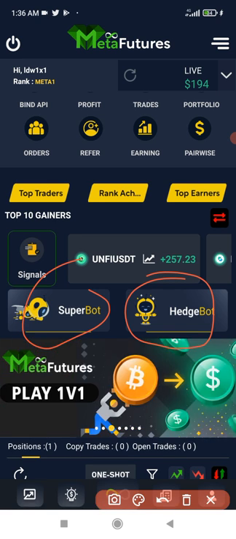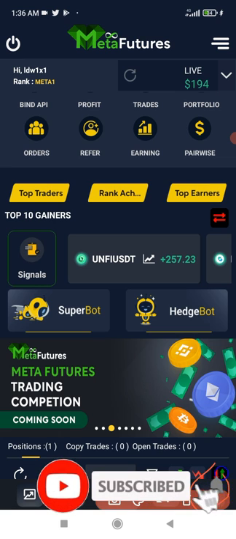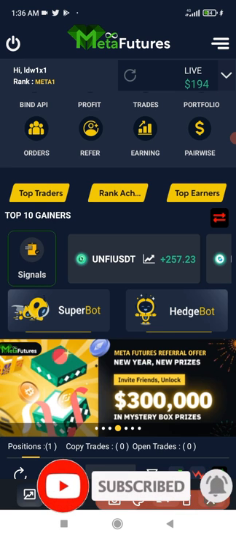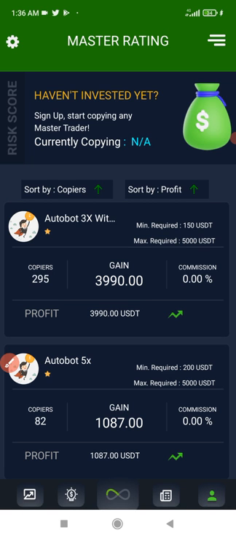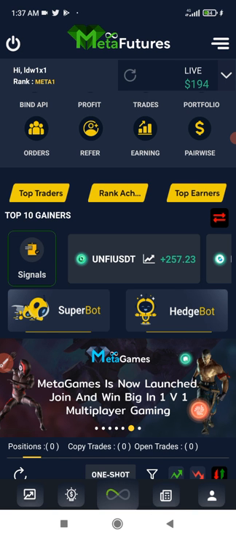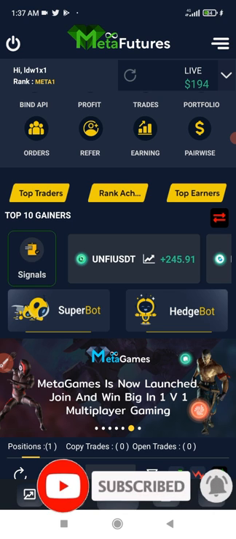The other means is to copy traders. If I click on this icon, the last icon down here, this is where you have the option to copy any trader of your choice. And the third way I actually shared with you is the manual trading. Manual trading is taking advantage of trends like this in the market.